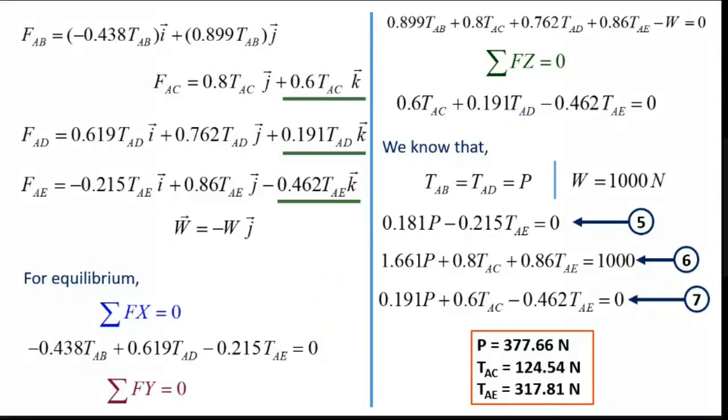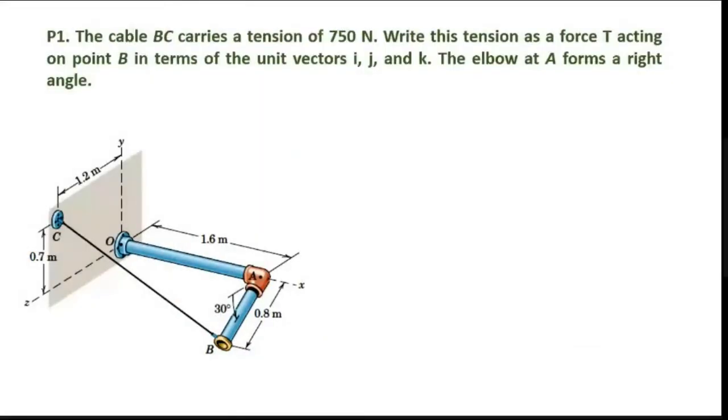So let me consider that. We have a cable BC which is connected to a pipe. The tension at BC is given. The cable BC has a tensile force of around 750 Newton. This is the elbow, so you have a right angle, and you have an angle here which is 30 degrees.